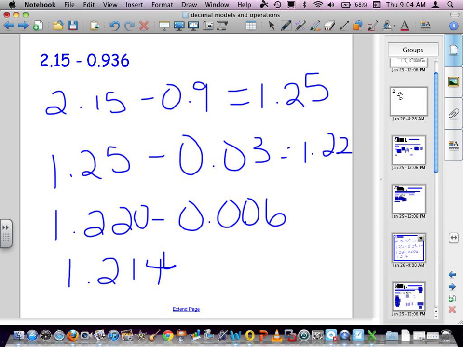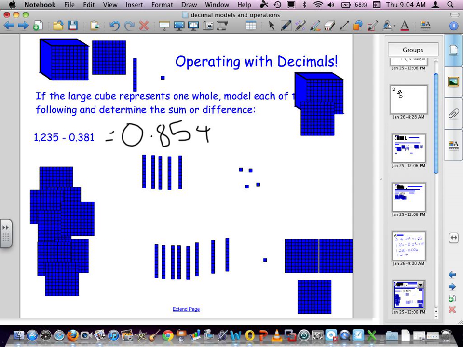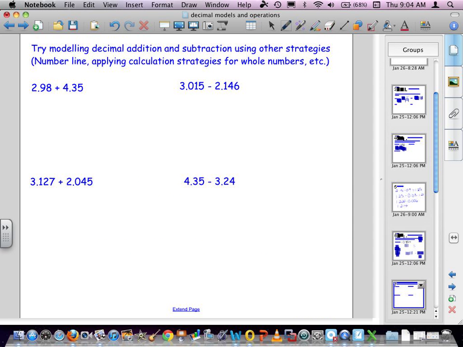Okay, we've got more on the next page. Let's try some of these mentally. See if we can think of using our mental math strategies to do some of these. Okay? We're going to try and use some of our strategies that we learned before to do some of these. If I had to add 2.98 plus 4.35, what might I do?